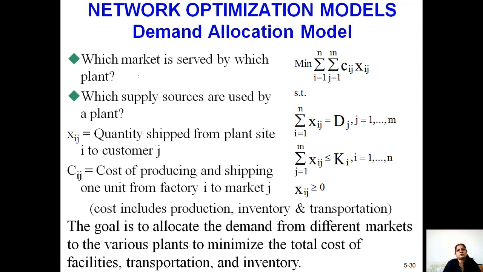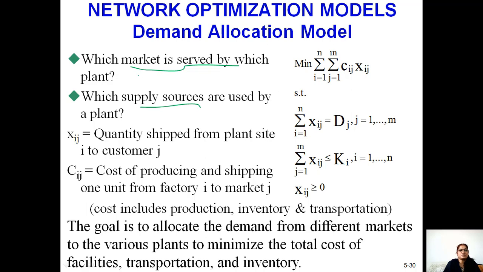Now, the network optimization model, the demand allocation model we were looking at. We will see the different components of this model. What is this model deciding? How much to produce. This depends on which market is served by the plant. Based on that we have to decide, or if we consider only the supply source and plant, then which supply sources are used by a plant.